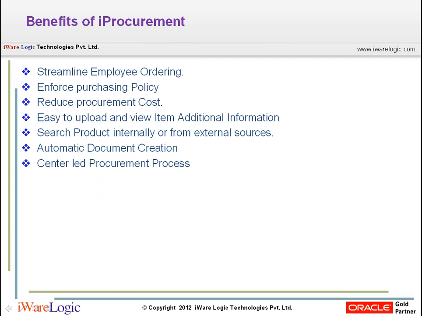The major benefits of iProcurement are that it will streamline employee ordering, enforce the purchasing policy, reduce the procurement cost, make it easy to upload and view additional item information, search products internally or from external sources, automatic document creation, and a centrally led procurement process.